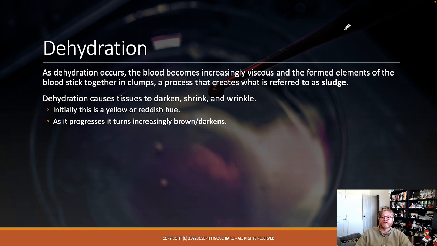As dehydration occurs, the blood becomes increasingly viscous and the formed elements of the blood stick together in clumps, a process that creates what is referred to as sludge. Dehydration causes tissues to darken, shrink, and wrinkle. Initially, this is a yellow or reddish hue, and as dehydration progresses, it turns into brown to black. Very important sequence. The sequence of discoloration, the sequence of dehydration: the colors go from a normal color to a yellowish color to a brown color to a black color.